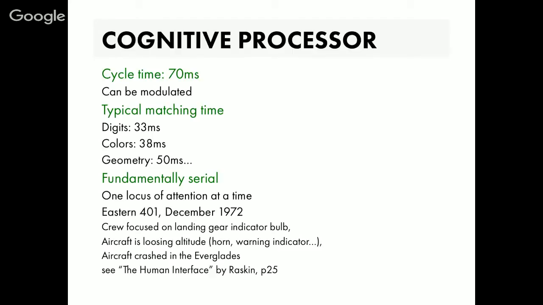Usually we think of the cycle time of a basic operation around 70 milliseconds. Obviously, as I mentioned at the very beginning of the lecture, this is not some exact thing. You're not clocking your brain at 70 milliseconds, but these are empirical studies that you can model lots of behavior this way. So if you want to match some digits, it's usually 33 milliseconds. If you just want to detect colors, there are different studies.